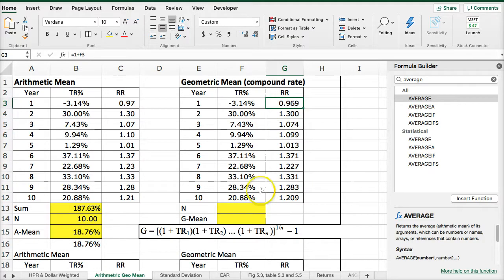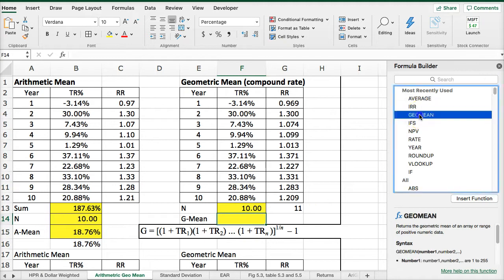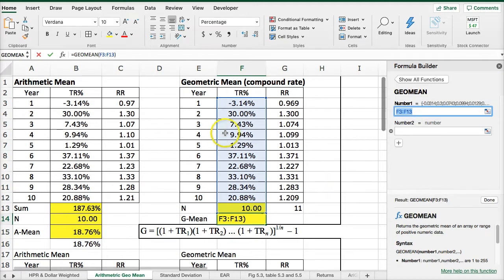Now, when we calculate, n is just going to be the number of periods, 10. And then we could use that when we calculate using the longhand formula, and then we divide it by 1 by n. So this would be the exponent of 1/10 minus 1. To calculate the geometric mean, I can just look up geomean, and then I'm going to highlight all the cash flows, all the relative return, and then hit done.